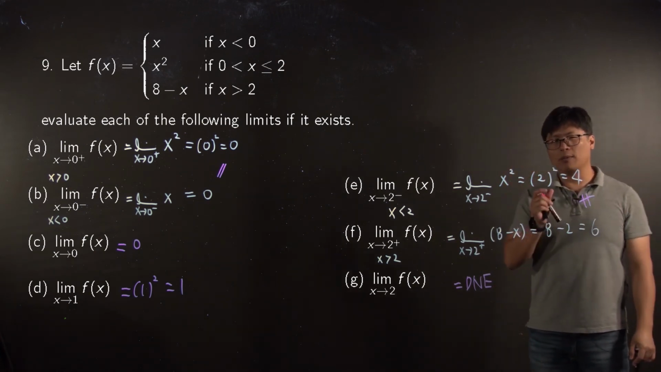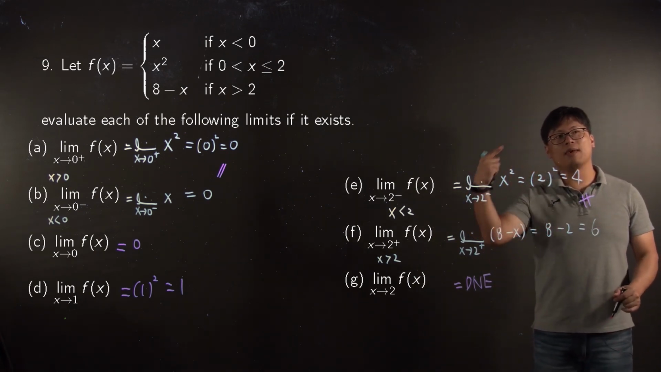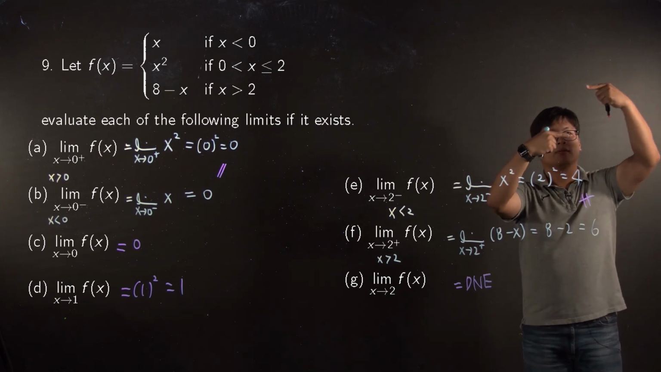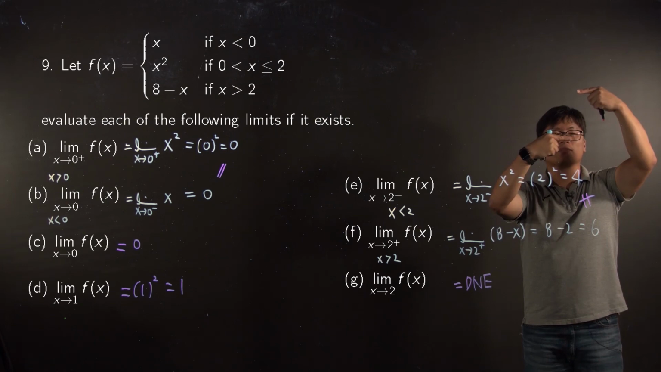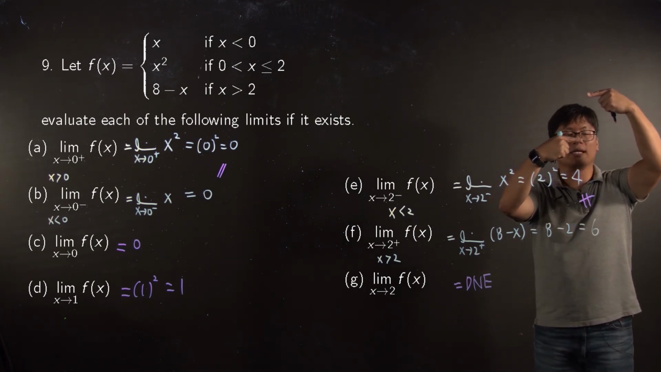Let's talk about it a little bit more, okay? Whenever the left limit is not equal to the right limit, okay? We will say it is jump discontinuous, okay? We will discuss the details of this later in continuity, okay?